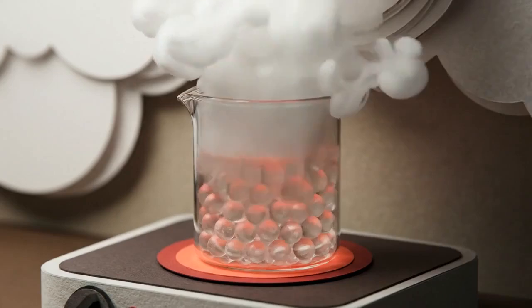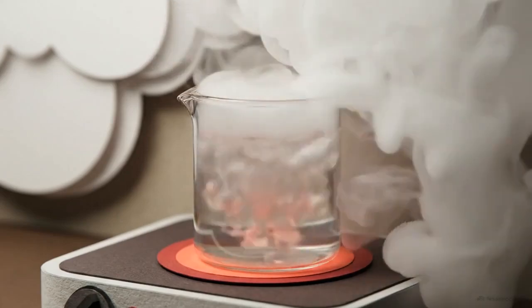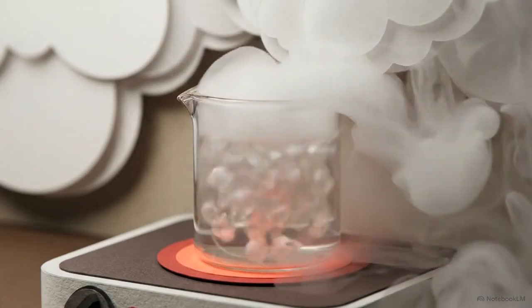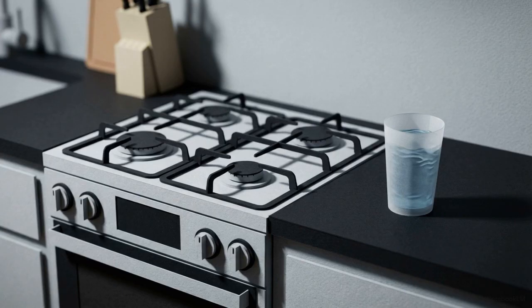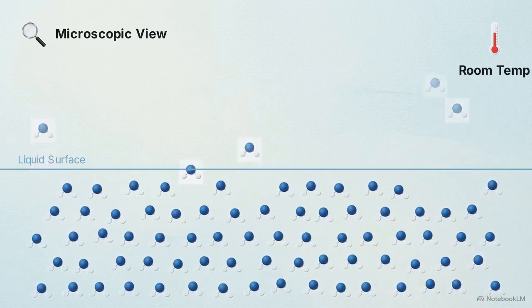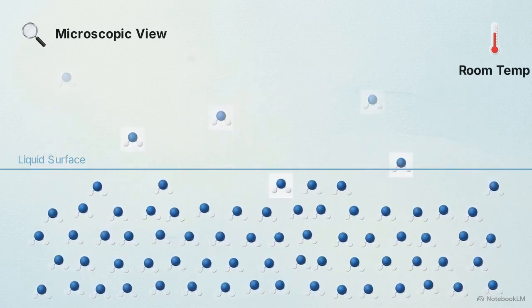In school, we learn that liquid water turns into a gas when it reaches its boiling point of 100 degrees Celsius. But a damp t-shirt on a clothesline never gets anywhere near that temperature. So how does the water escape? Liquid water doesn't require a stove to become a gas. It transitions continuously, right at room temperature, through a process called evaporation.